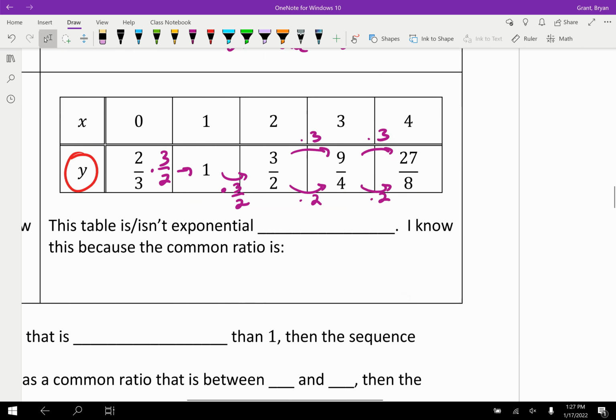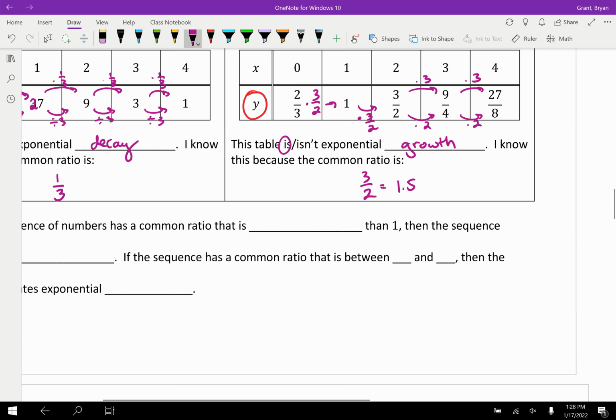Last but not least, this table is also exponential something. We know that the common ratio is 3/2. But then we have to ask ourselves, if you're multiplying by 3/2, are the outputs getting larger or smaller? Well, 3/2 as a decimal, we talked about this earlier, is 1.5. If you multiply numbers by 1, they stay the same. But if you multiply by 1.5, larger than 1, I think that will make the numbers grow larger. So this is exponential growth.